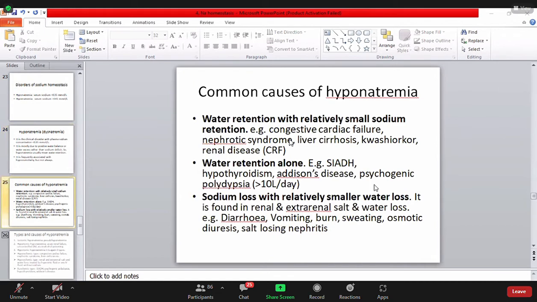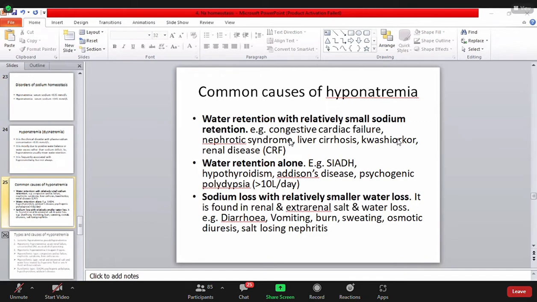And these are the common causes. At first, the causes we divide into three categories. Number one category is water retention occurs with relatively small sodium retention. Causes are CCF, that is congestive cardiac failure, nephrotic syndrome, liver cirrhosis, kwashiorkor, renal disease.